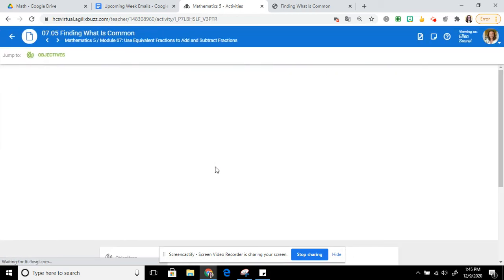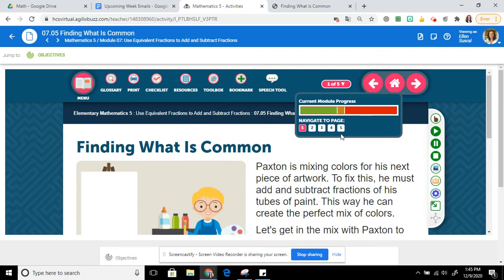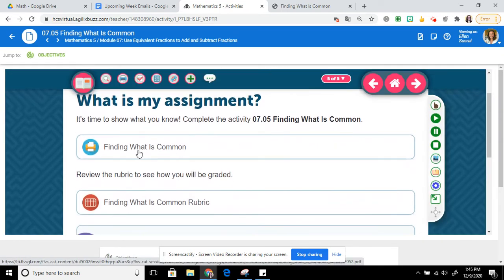This lesson is a 5-page lesson. As you go through the lesson, it's going to show you lots of examples of how to find equivalent fractions when adding fractions with unlike denominators. If you go to the last page of your lesson, you'll find your worksheet, Finding What is Common. There's also a rubric here of how you're going to be graded.